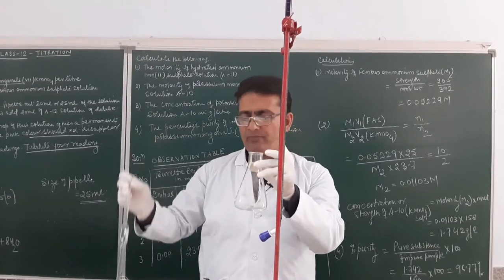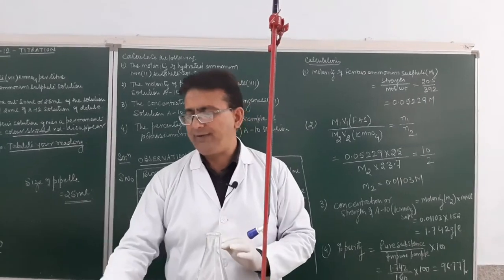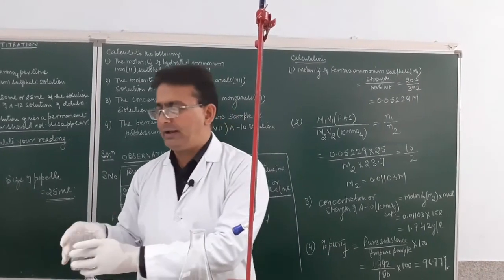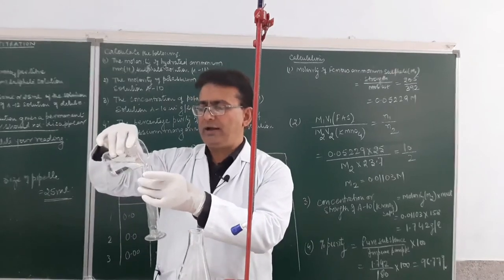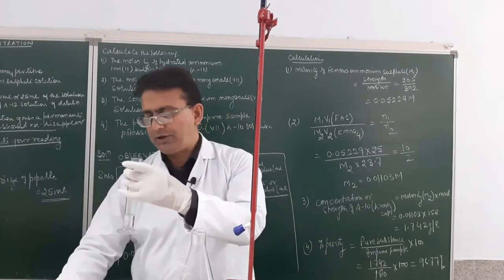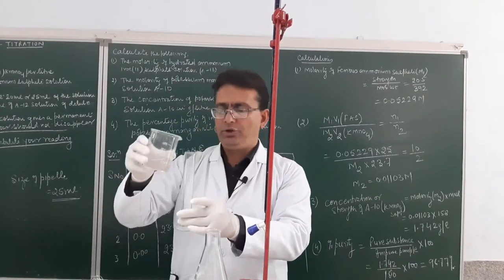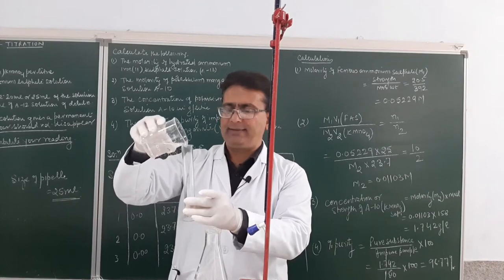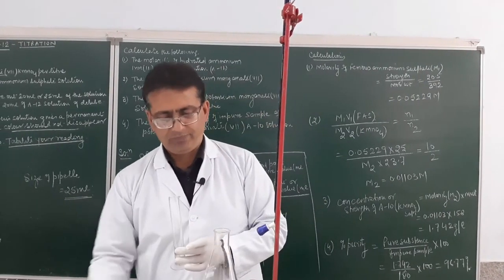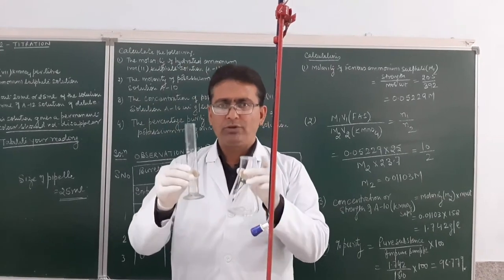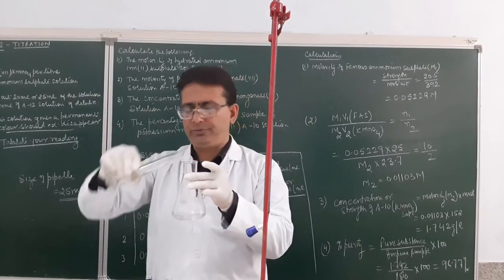Now what is to be done? We will add dilute sulfuric acid through a measuring cylinder into this conical flask. So what amount of it is to be added? 20 ml. So you can take 20 ml of dilute sulfuric acid in the measuring cylinder, and then add it into the conical flask. This is a conical flask. This is dilute sulfuric acid. We'll add it into this. Am I clear, student?